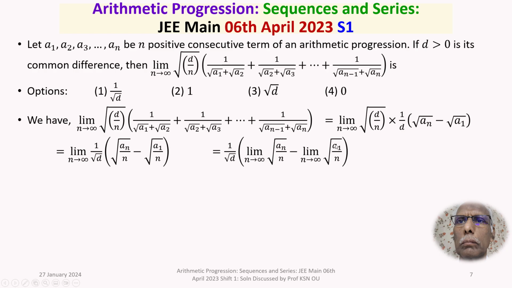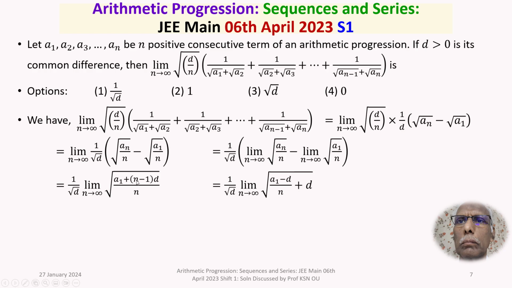Now see, the limit of the second, limit n tends to infinity, root of a1 is constant, 1 by root n will be 0. This will be 0. So we are left with this one. For an, what is an? The nth term of the given arithmetic progression. So what is the nth term? a1 plus n minus 1 into d, because a1 is the first term. So this will be 1 by root d into limit n tends to infinity under the square root of an is a1 plus n minus 1 into d by n.